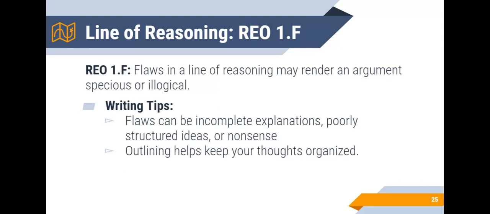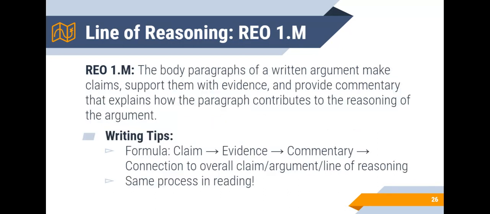You might see all the rhetorical devices. You might have annotated it perfectly. You might have a complete comprehension. But if you don't articulate that, then we're dealing with some problems. Finally, REO 1.M, this is the exact same slide as the last portion, except we've changed it from a reading strategy or reading look for to a writing tip.